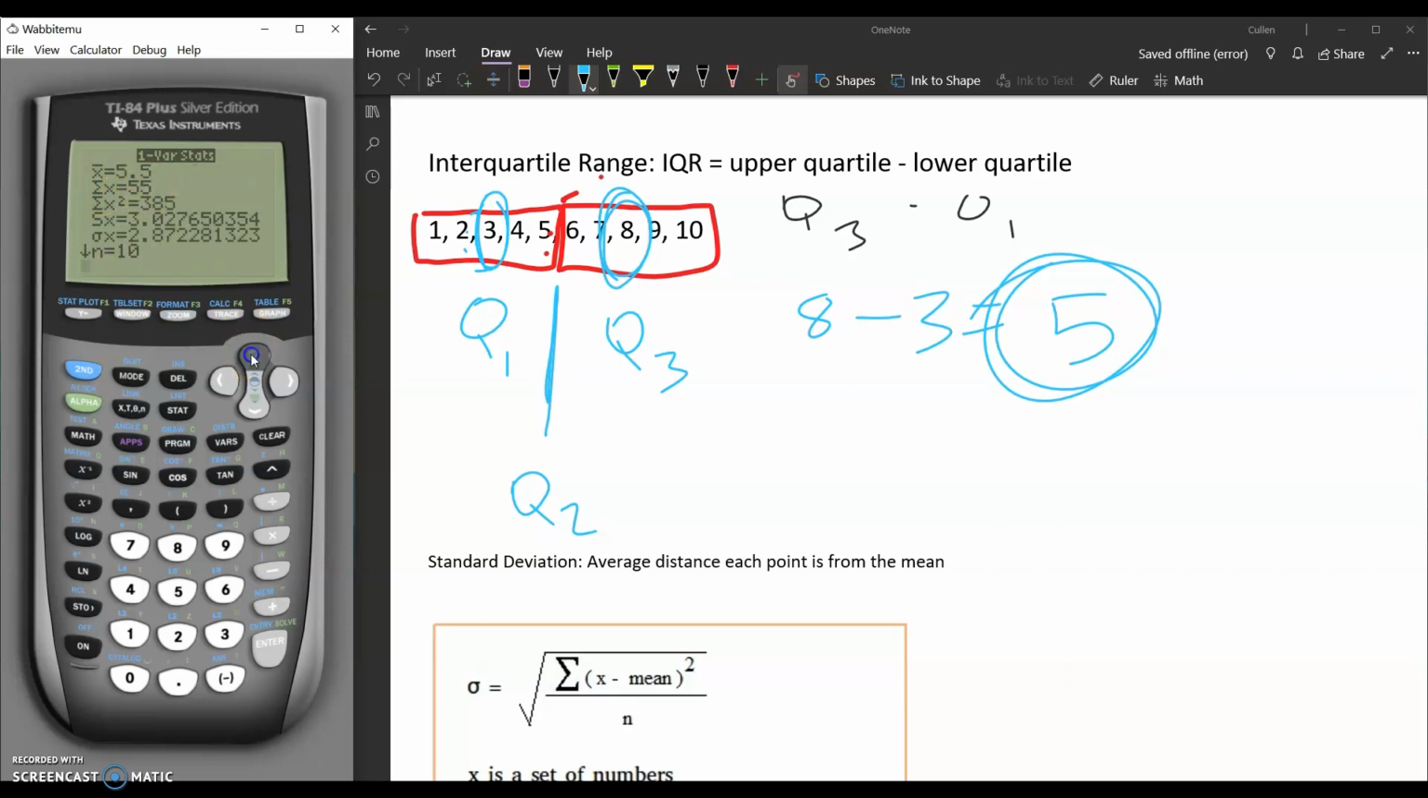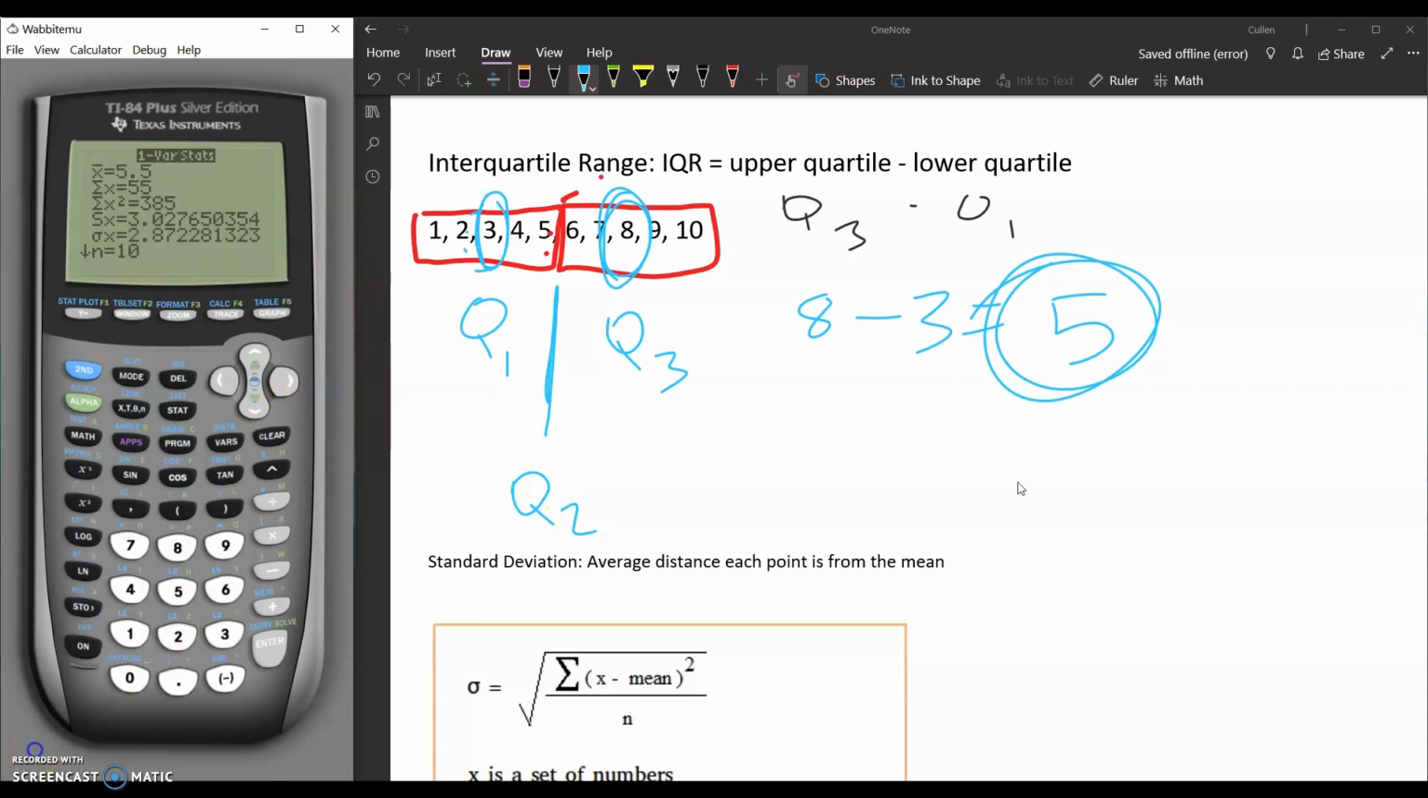Let me scroll up and show you one more thing. Up at the very top, another important number is x with the bar over it. I call it x bar. That's your mean, so that's your average. In this case, the average is the same as the median. That doesn't always happen. That's just because our list of numbers is just the numbers 1 through 10, so that's a coincidence. But this x with the bar at the top is actually your mean.